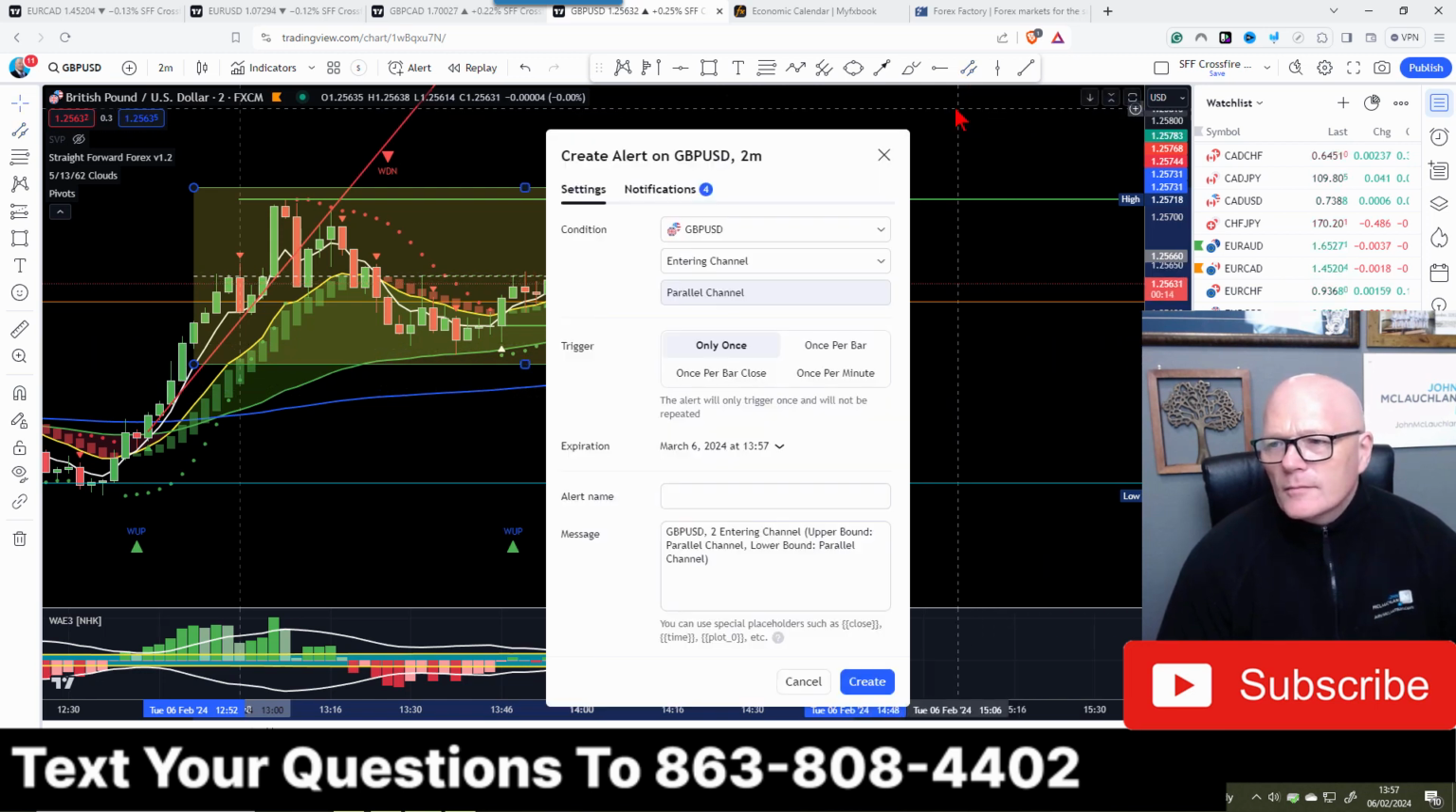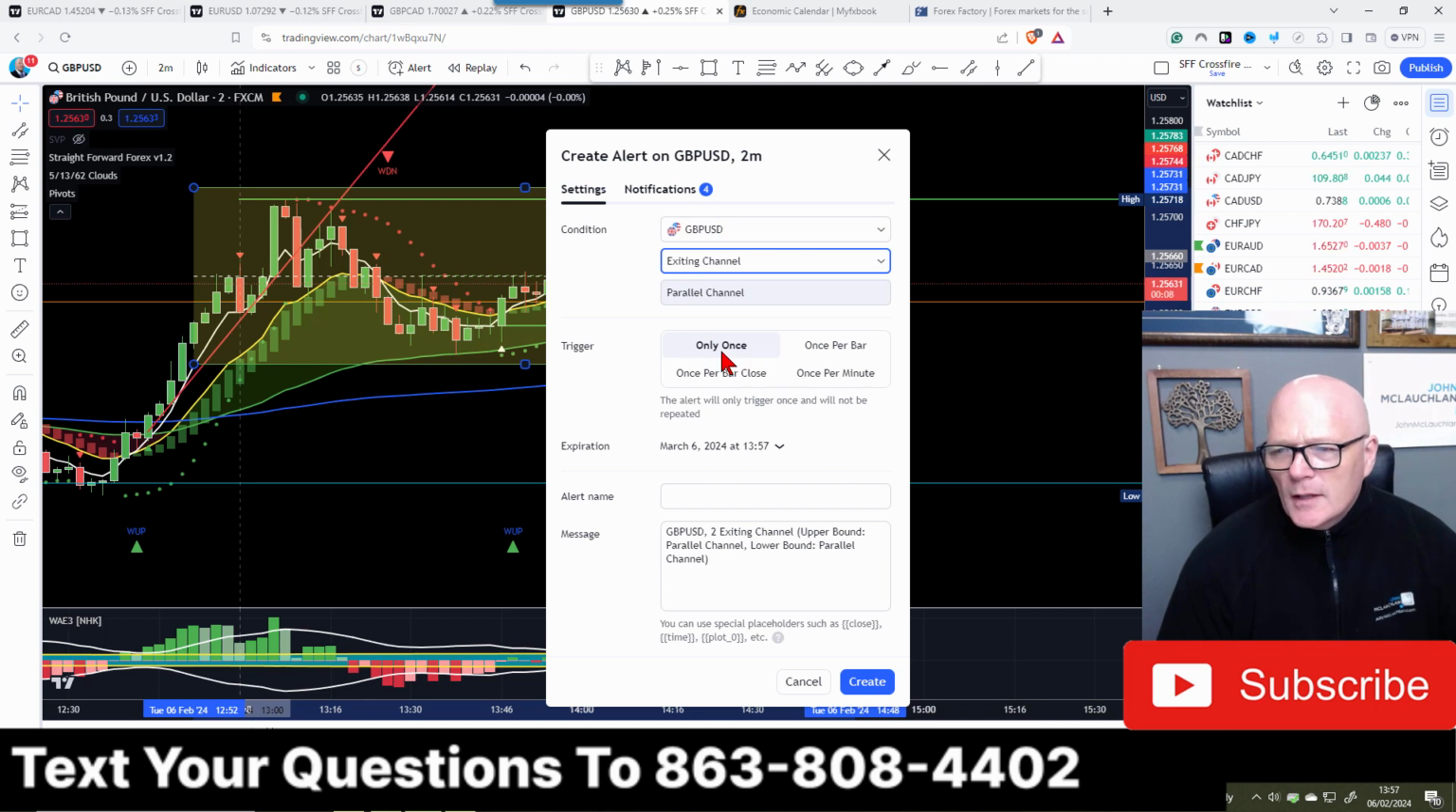Click on the clock, and on GBP USD, you want to set the alert to exit in the parallel channel, and you can either do it only once, or once per bar, or once per bar close, or once every minute. So I'm just going to do it just once.